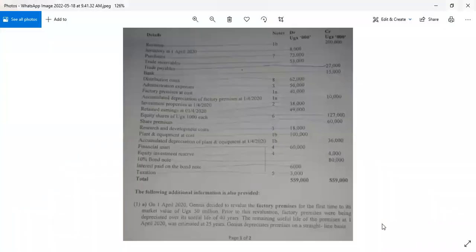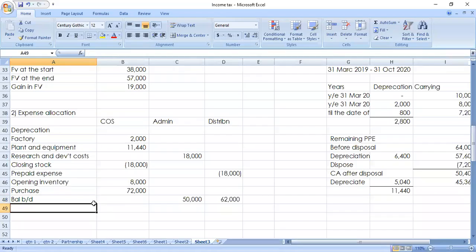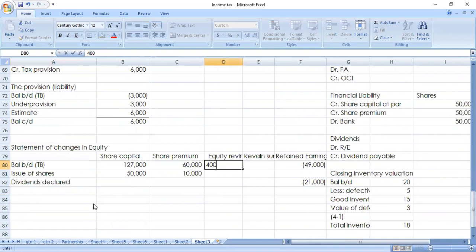Then after admin, you have factory premises, took the balances. Okay, so we go through it again. Then equity. What else? Share premium. We saw what we did. And equipment done. Accumulated depreciation. Equity investment reserve. Go under changes in equity. Okay, equity balance brought down. Equity reserve. We continue line by line, line by line.